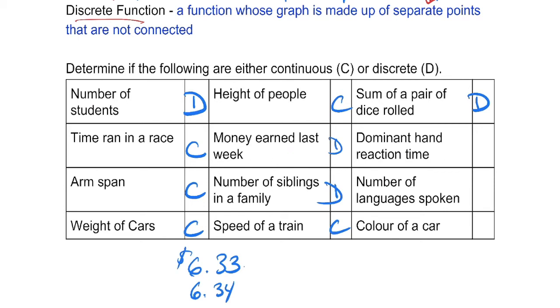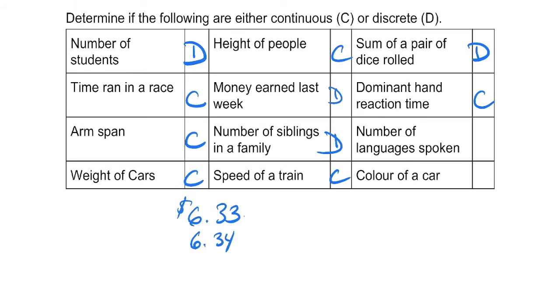So again, anything to do with time in this case is going to be continuous. The number of languages spoken. You may think you could speak half a language, like I speak half Cantonese. True, I guess, if you want to go to that granularity. But we're not going to. For spoken languages, you either speak or you don't. Really, that's how we define it. So in this case, it's going to be discrete. And color of a car, well, colors are definitely discrete. It's definitely not continuous there. Okay, so there's an example of that.